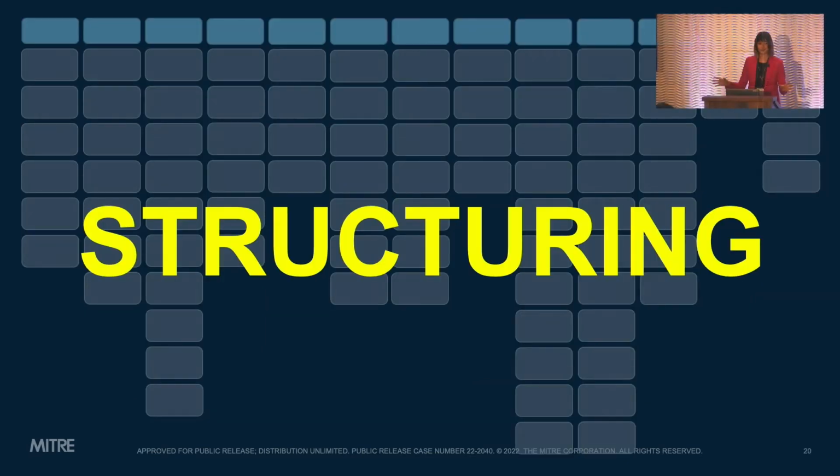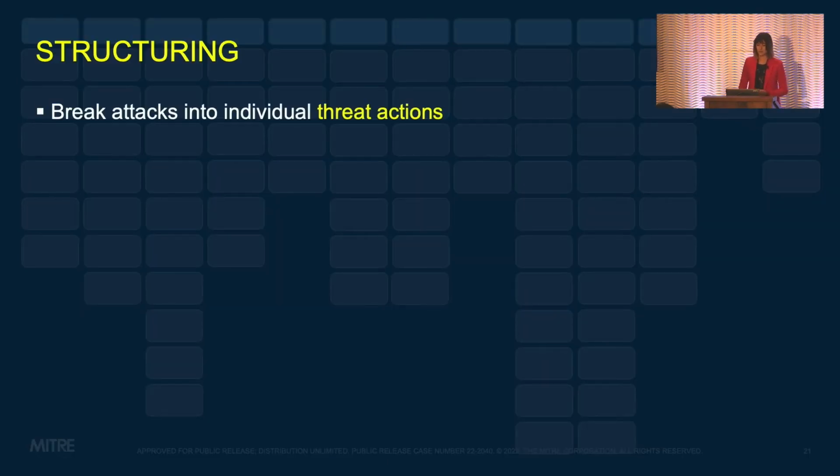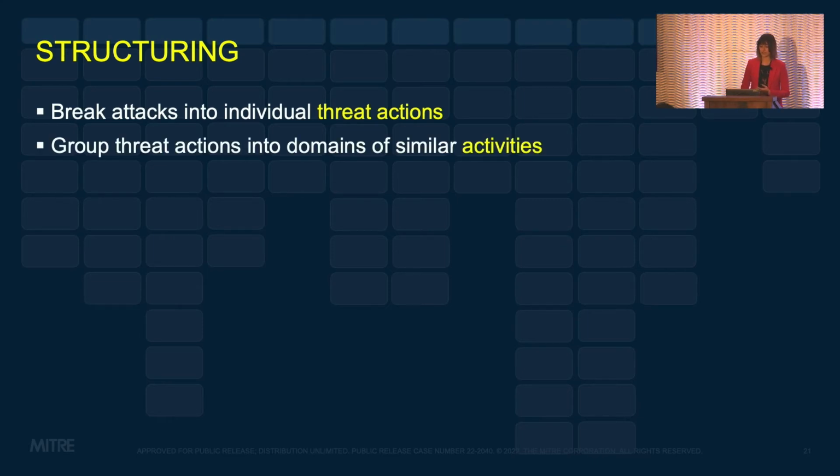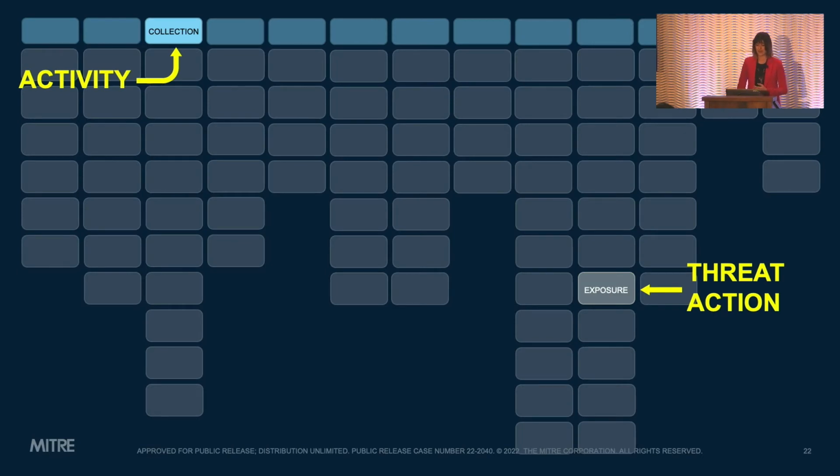So, structuring was our first research effort to develop the Privacy Threat Taxonomy. So what we did first is we broke the attacks into individual threat actions taken by the potential threat actor or the potentially threatening system. Next, we grouped the threat actions into domains of similar activities. So that looks like this. An activity is a group of threat actions, and here we see the collection activity and the exposure threat action, which is under the sharing activity.